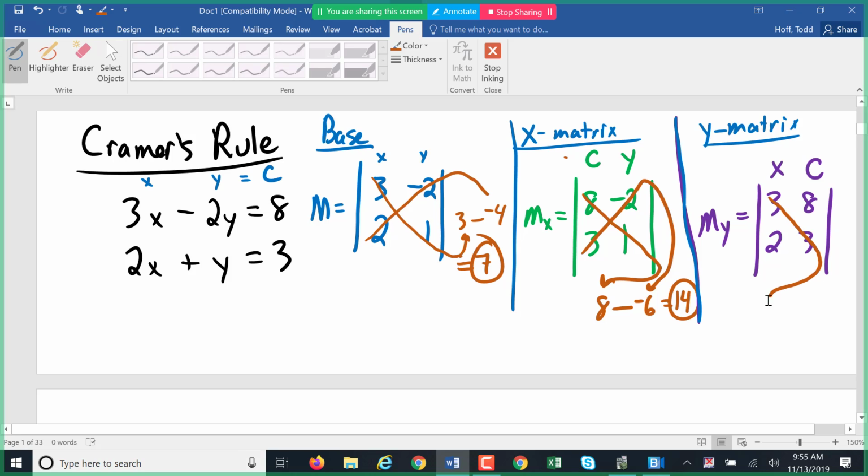So I've got 3 times 3 is 9, minus my up diagonal is 2 times 8 is 16. 9 minus 16 is a -7. That's the determinant of our M matrix or our Y matrix.